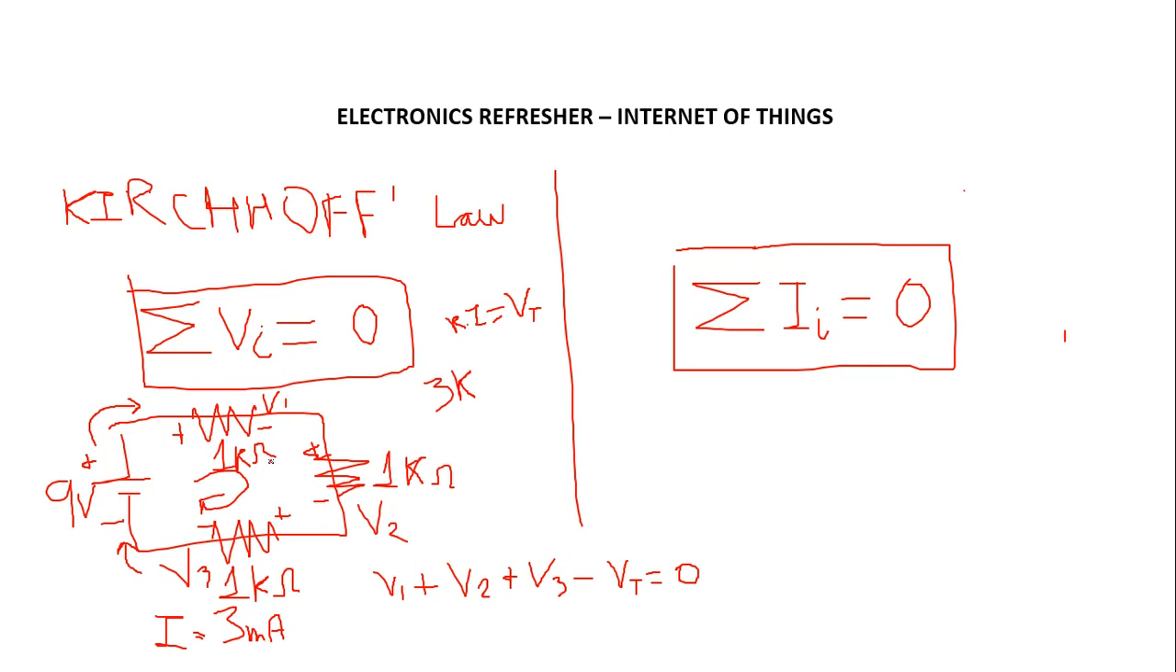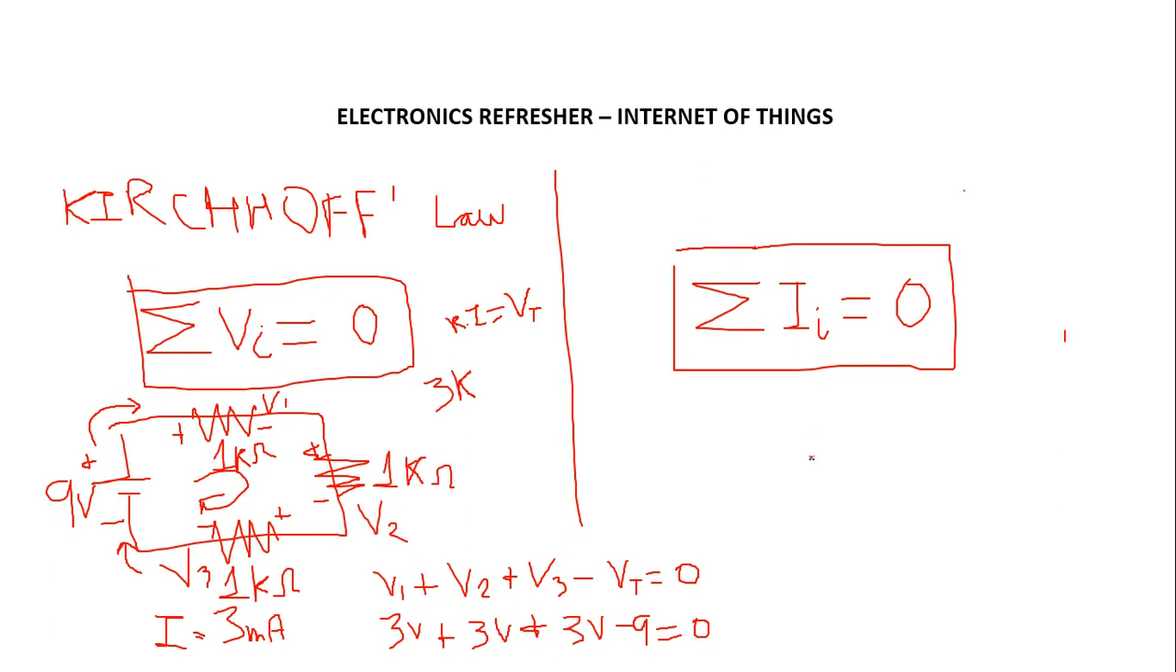And so if we have here 3 milliamps and 1k, voltage 1 is going to be equal to 3 volts, plus 3 volts also, because we have a 1k resistor also, plus 3 volts, minus 9 volts, it's going to be equal to 0. So this is the voltage Kirchhoff's law.